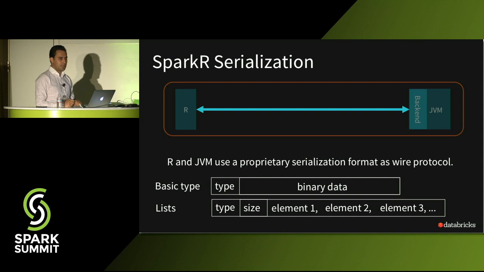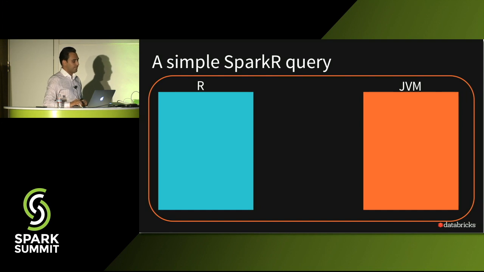Because it's simple and the way it's implemented, and the fact that each of the elements can have a different type, the implementation in R is not particularly efficient because we end up using loops in the R process, and that is not the best way of iterating over elements in R. Anyway, now that we know how the serialization mechanism works, let's see how a simple method invocation happens.